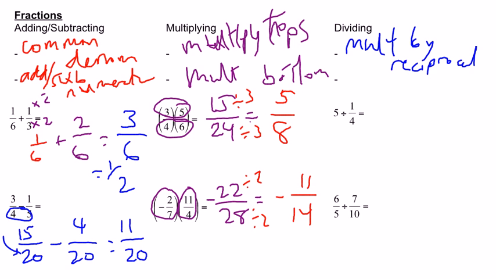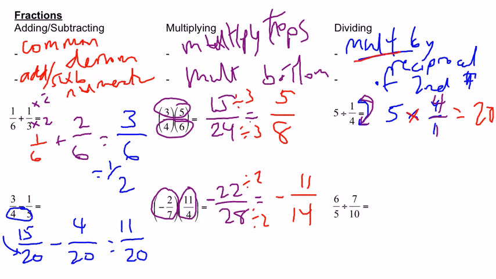So the reciprocal of the second number. The reciprocal is when you just flip the top and the bottom. So this turns into 5 times 4 over 1. So notice that we're now multiplying instead of dividing. And notice that we flipped the second fraction, 1 over 4, to get 4 over 1. That's the reciprocal. And our answer would be 20, or 20 over 1.